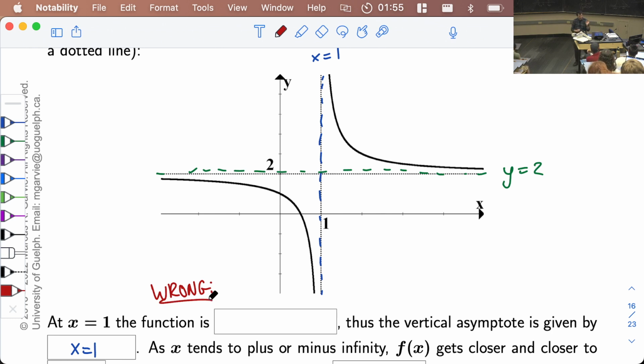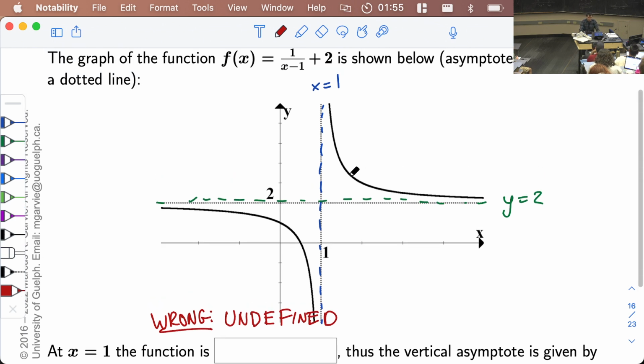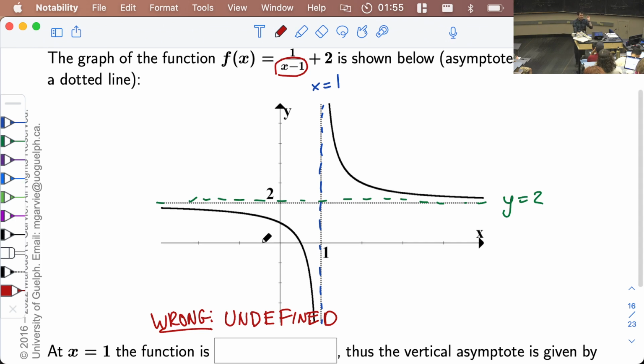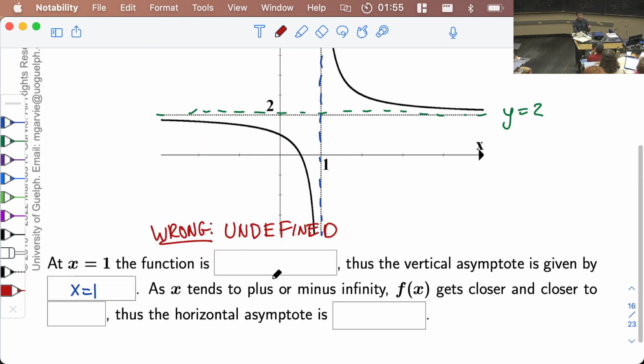So this is the thing that people say that is not right. They say at x equals 1, the function is undefined. Right? It is true that it is undefined. If at x equals 1 we are dividing by x minus 1, we have 1 over x minus 1, it is true that the function is undefined there. But it is wrong to put the word undefined in this box.